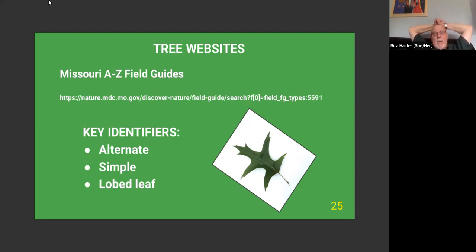But let's say I have this particular leaf, and I know that it was alternately arranged on the twig. It was simple. It didn't appear to be in groups of 3 or 5 or anything like that. And it's lobed. You can see the big lobes there. They're too big to call teeth. It might have some small teeth on it, but in general, it's alternate, simple, lobed.